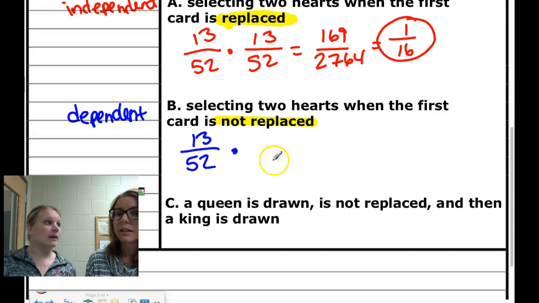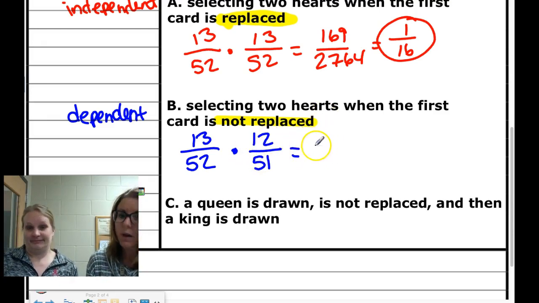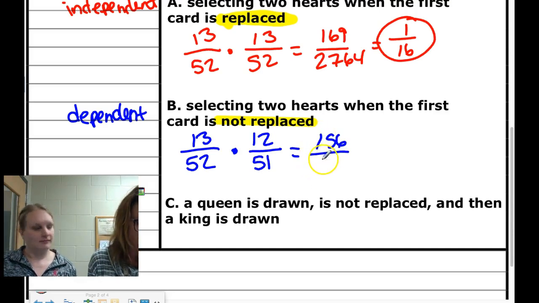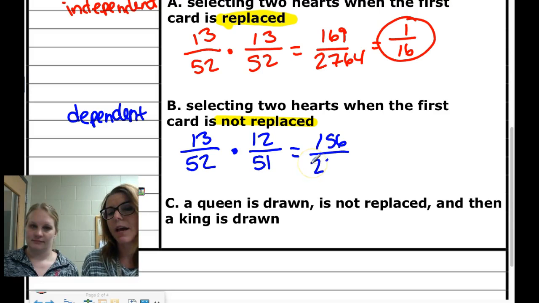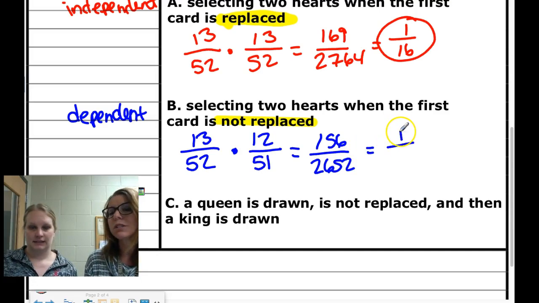We take 1 out. We no longer have 13, we only have 12 left, over. And we took 1 out, so we're only left with 51. If you multiply 13 times 12, you get 156. And if you multiply 52 times 51, you get 2652. Does that reduce nicely? That reduces to 1 over 17. Oh, nice. And there we go.